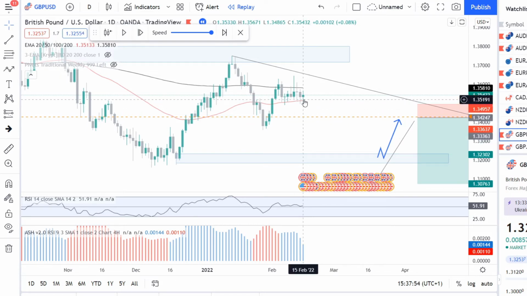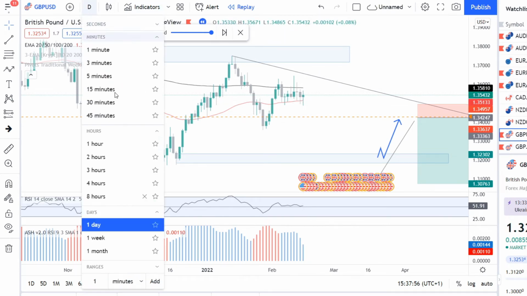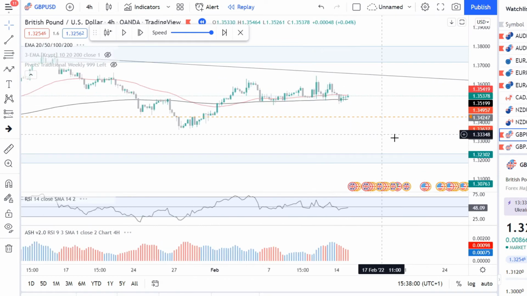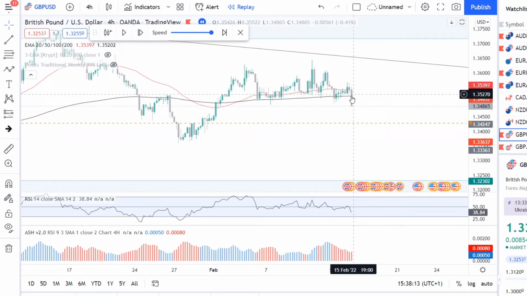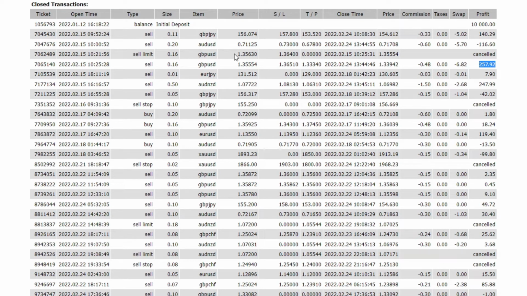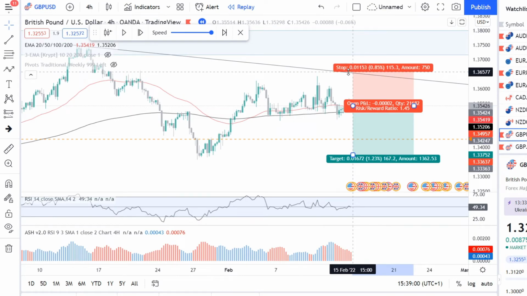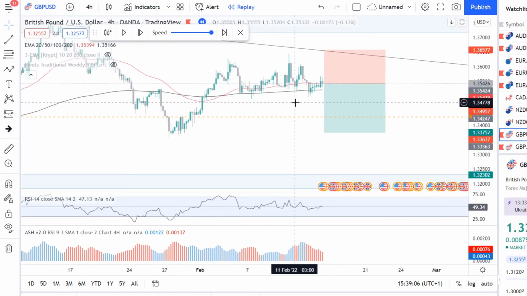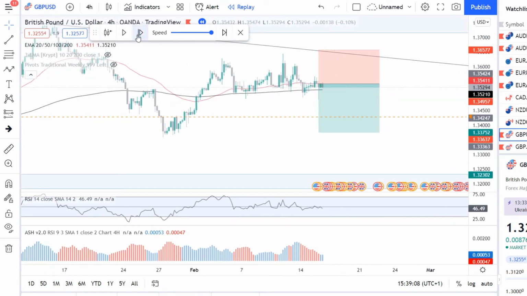And on the 15th again, I took a sell trade. Let me show you the 4 hour. So it was the 15th, which was here, and I took it at 10:21. I placed my stop loss above the trend line and also above the latest high, and then I took the trade.